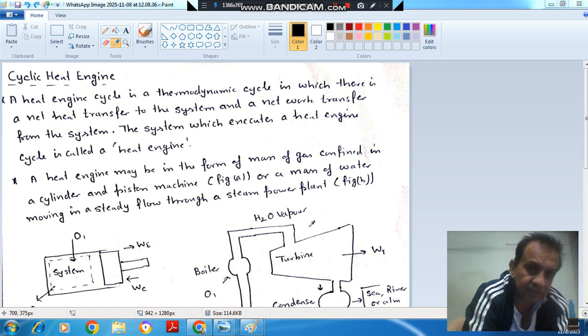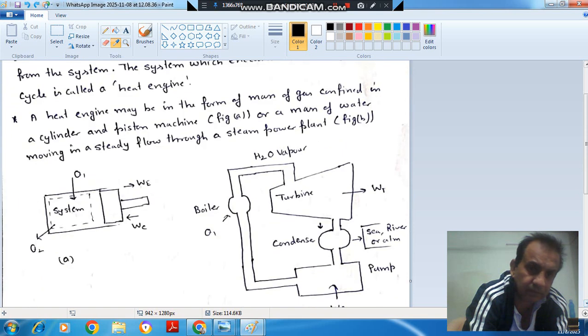A cyclic heat engine is an engine in which some net work is obtained and some net heat is supplied. There are two types of cyclic heat engine. One can be the internal combustion engine type, in which this is a system, heat is supplied, heat is rejected. During expansion work is obtained and during compression work is given to it.